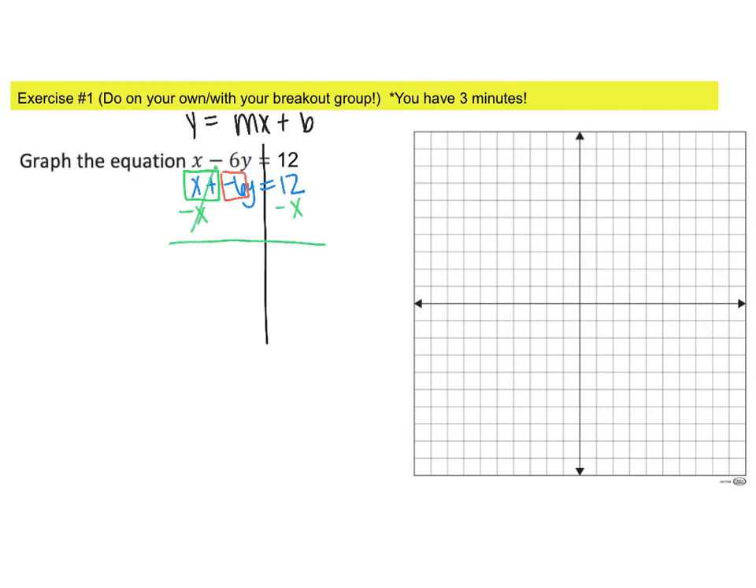Over here, it cancels. I'm left with negative 6y equals, I want my x's first, so I have negative x. You can say negative 1x. Remember, there's an invisible coefficient of 1. And then I have a 12, or plus 12.